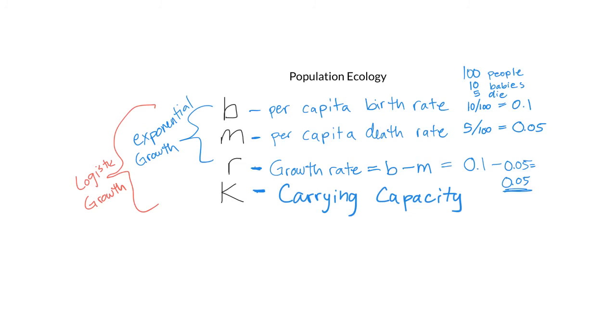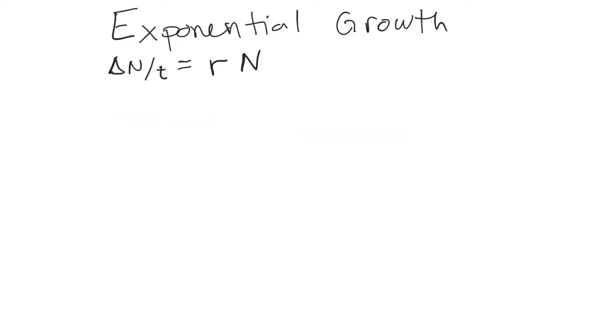Okay, so what does this look like? The triangle means delta, or as the Greek letter delta means change. So we're going to look at the change in individuals over a change in time. All we have to do is find out our growth rate and multiply it by the number of individuals in the population.